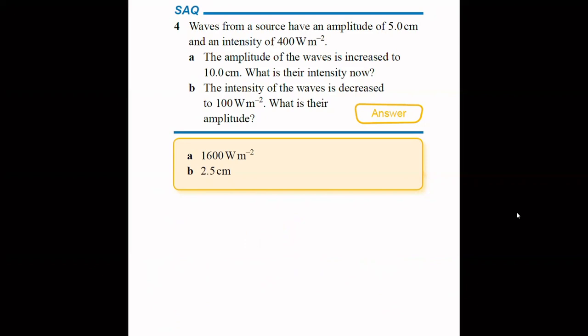So it says waves from a source have an amplitude of 5 centimeters and an intensity of 400 watts per meter squared. So here they're giving you the intensity as an actual value. Cool. So they say the amplitude of the waves is increased to 10 centimeters. What is their intensity now? So I want you to do A quickly, just on your own. And you can do it in whatever way you want. You can draw a diagram, you can use the formula, you can use K, you can use K squared, but I want you to quickly do that on your own.